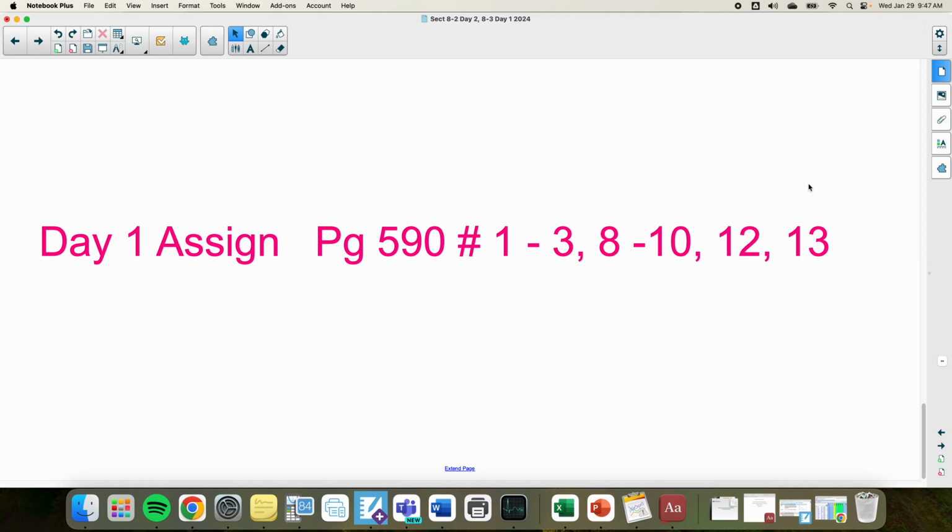Just a reminder about the calculator. Try to get a graphing calculator by Friday. I will try to remember to bring a couple over, but it's better for you to have your own.